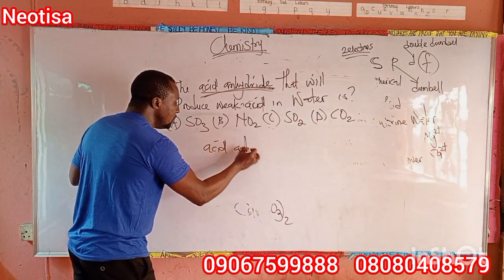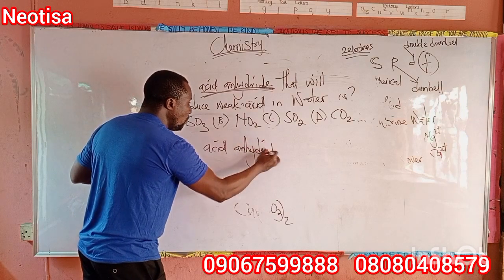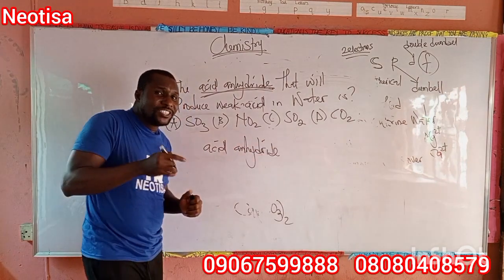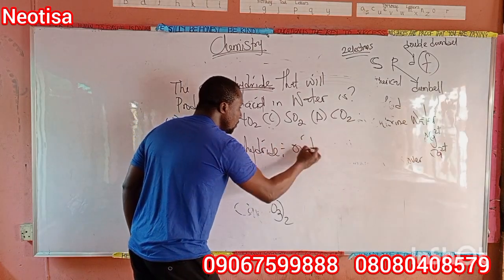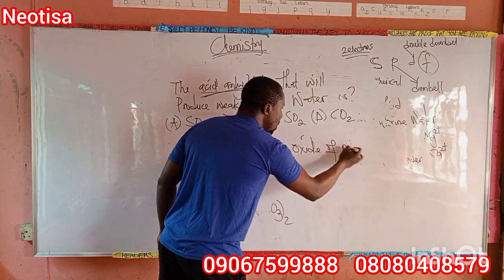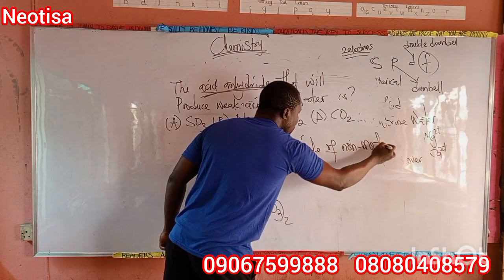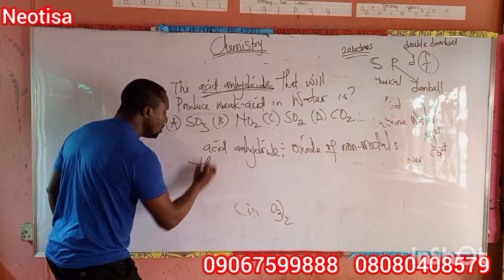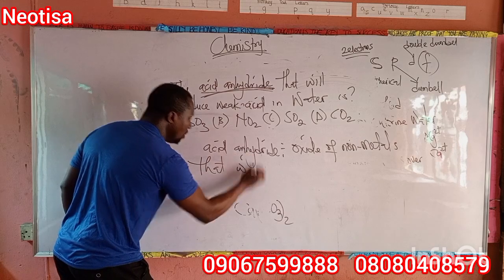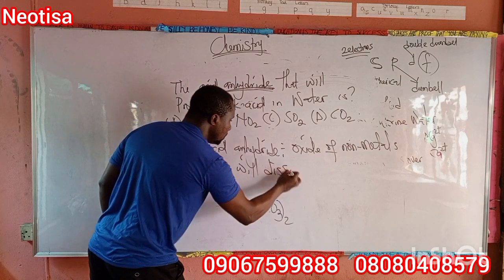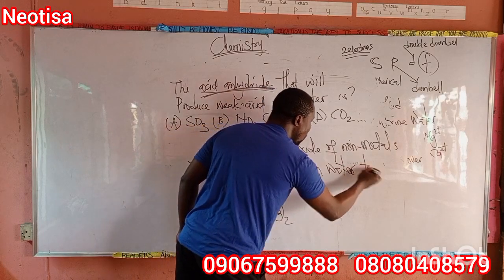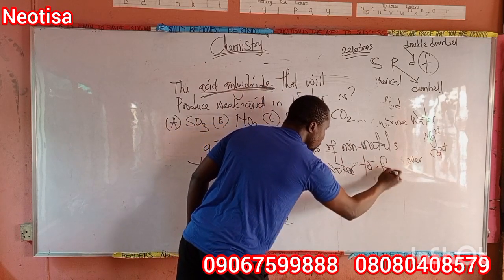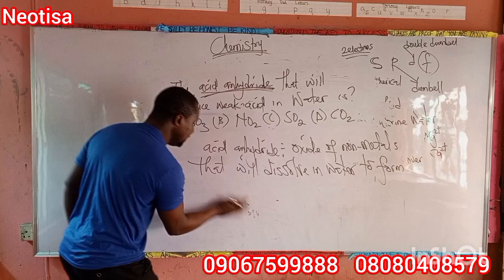Acid anhydride means oxide of non-metals that will dissolve in water to form acid.